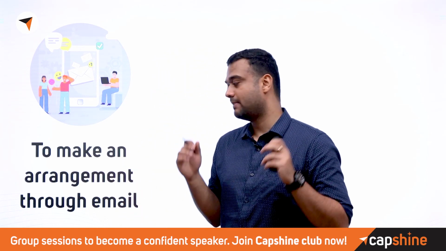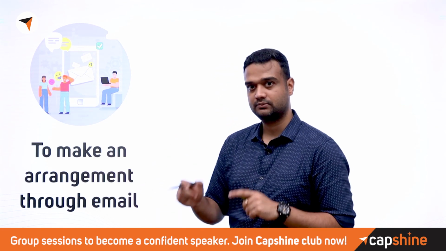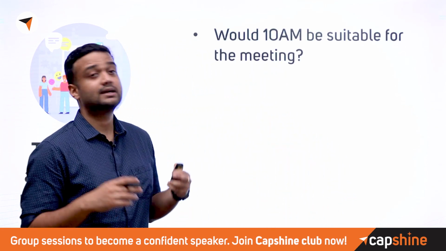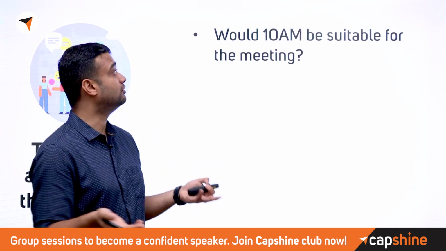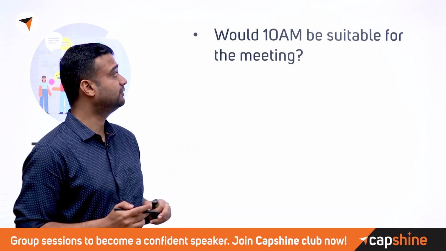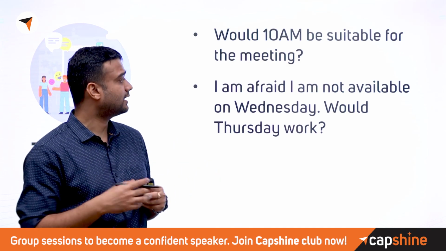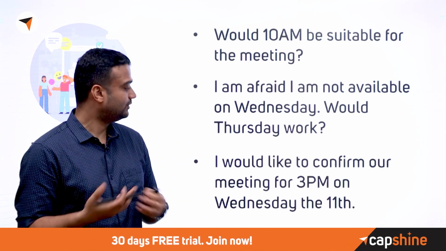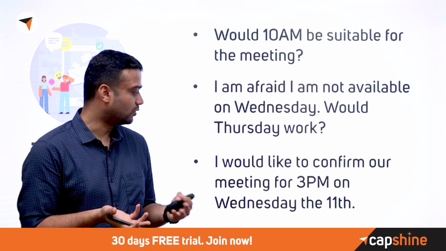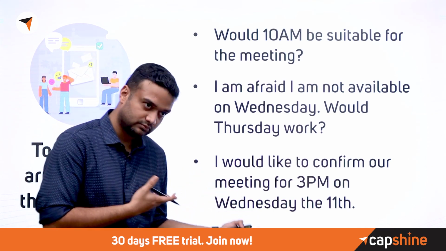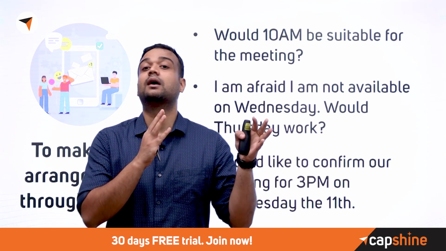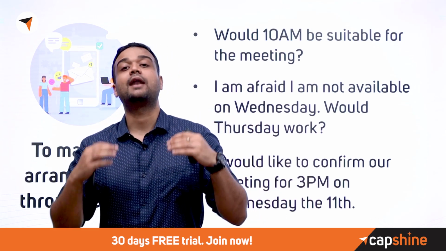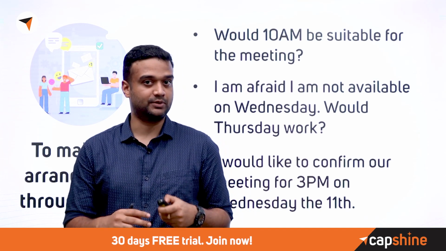If, on the other hand, you're making an arrangement through email, you're setting certain things in place and you're making arrangements, then some formats could be, would 10 a.m. be suitable for the meeting? I'm afraid I'm not available on Wednesday. Would Thursday work? Or I would like to confirm our meeting from 3 p.m. on Wednesday, the 11th. This clarifies and shows the arrangement that you've made and also clearly states the purpose of your email.